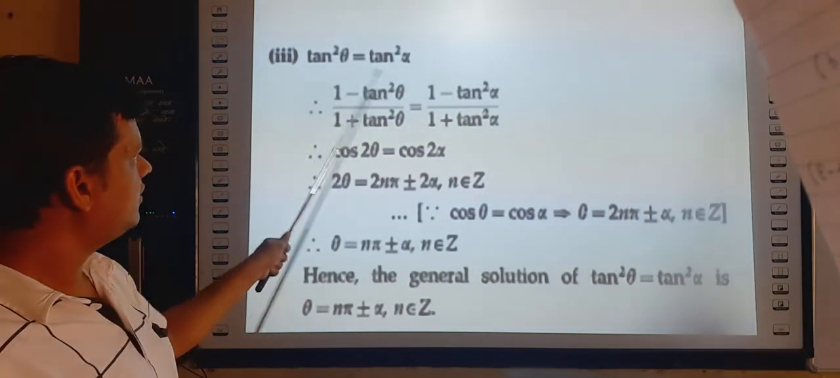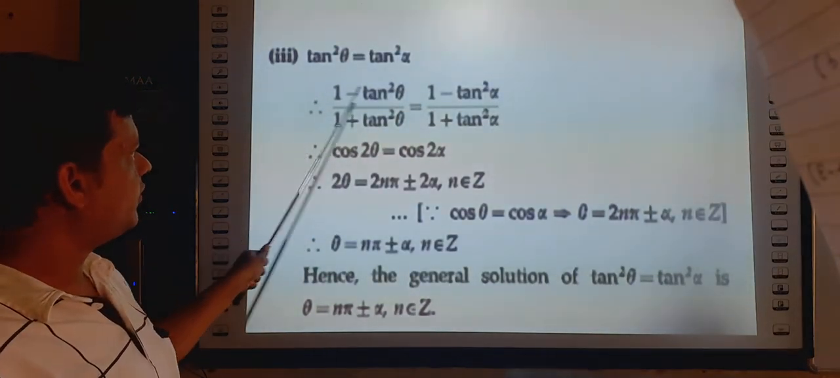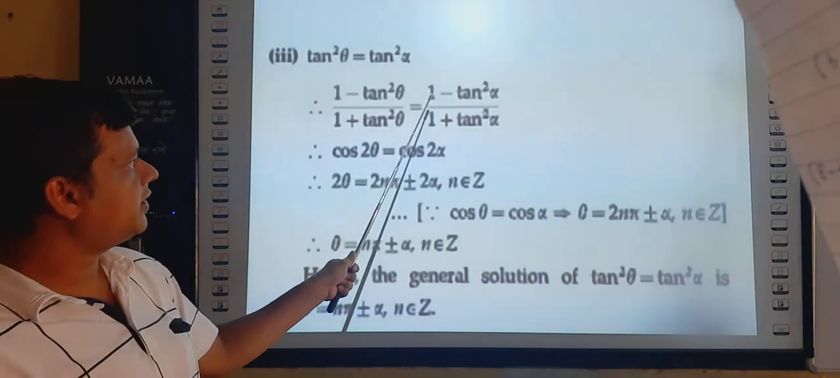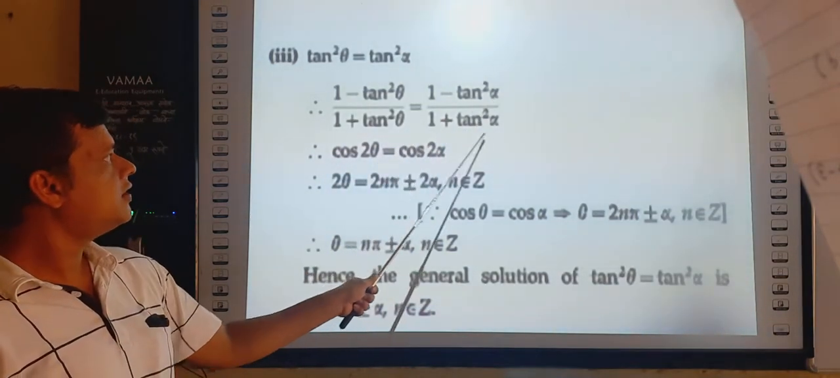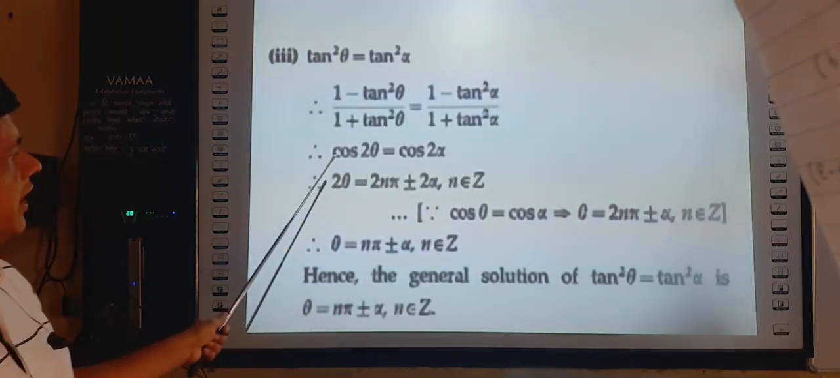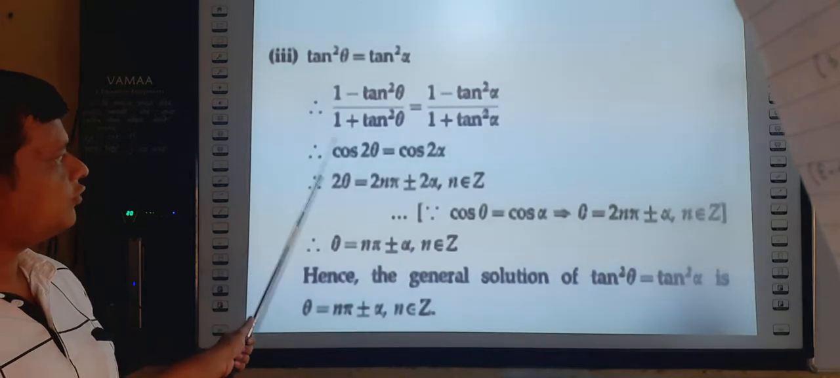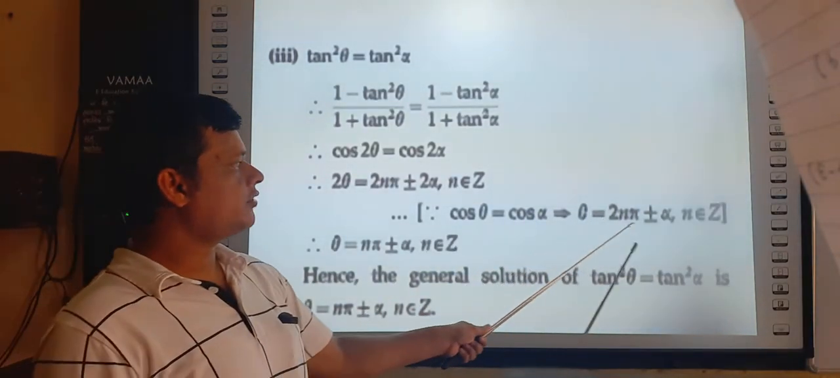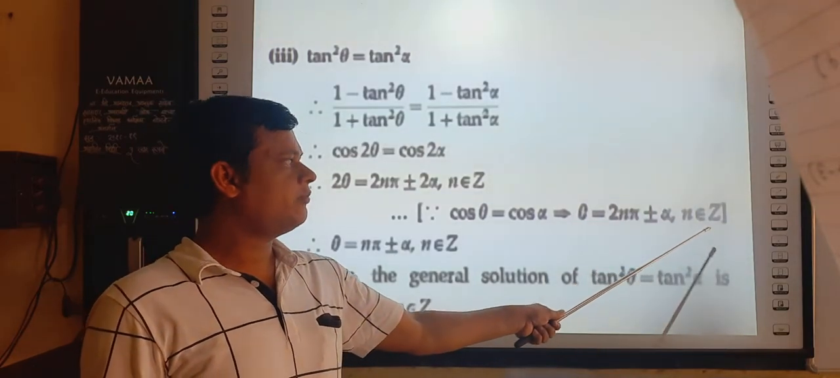From that we write here, in place of (1 minus tan square theta) upon (1 plus tan square theta), cos 2 theta, and in place of (1 minus tan square alpha) upon (1 plus tan square alpha), cos 2 alpha. Now again we have come to the form cos theta equals cos alpha. So we have to write theta equals twice n pi plus or minus alpha, n belongs to Z.